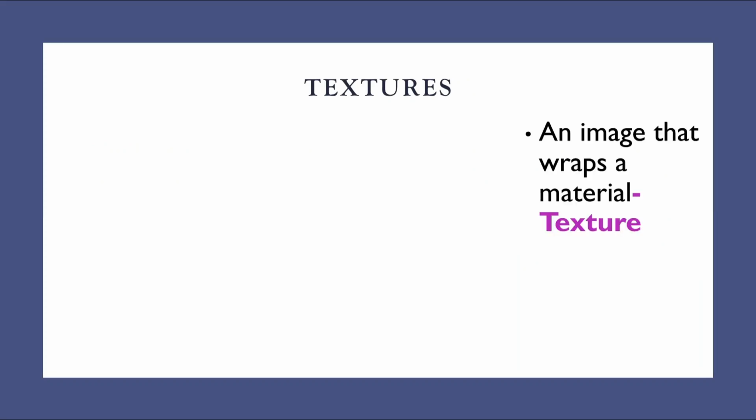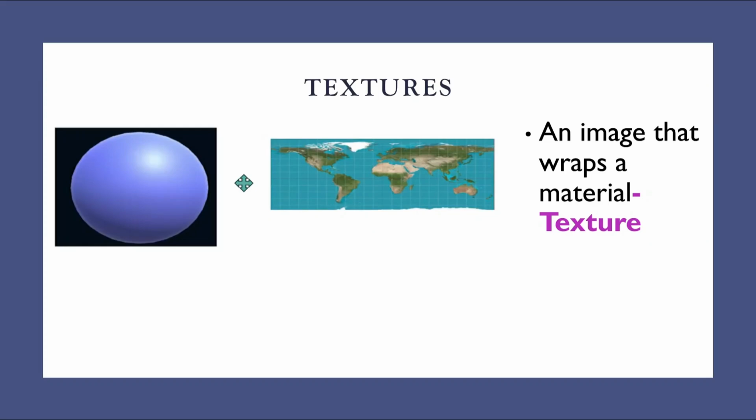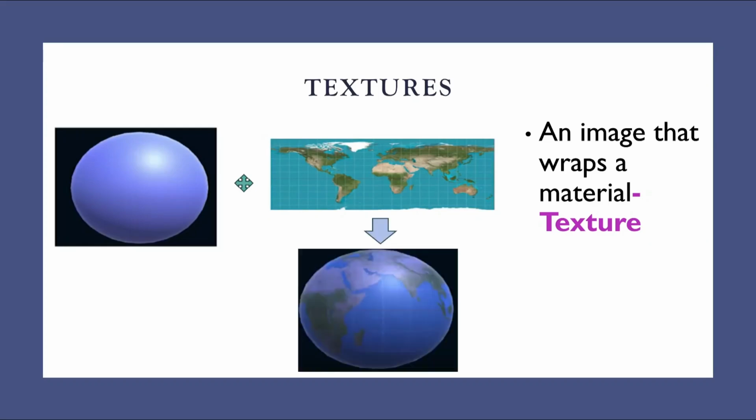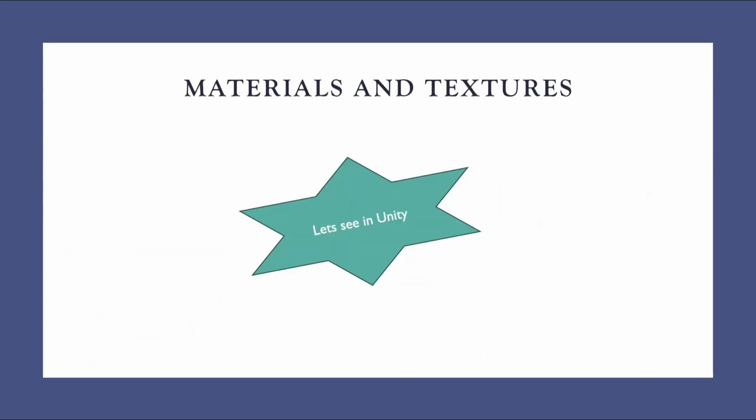Coming to texture, texture is where you wrap an image on the material. Take an example. This is the material you have created. Now, if a world map has been added on this material, it results in this, which looks like a globe, isn't it? This option is called texture, where an image has been wrapped. Unity supports all these types of image formats. So if you have any one of these image formats, you can make use of it for this texture option. Let's try this in Unity.